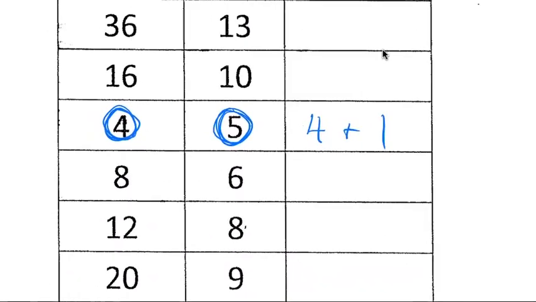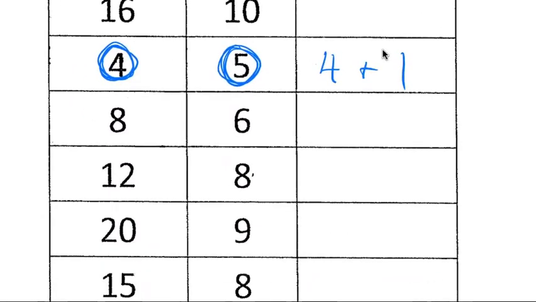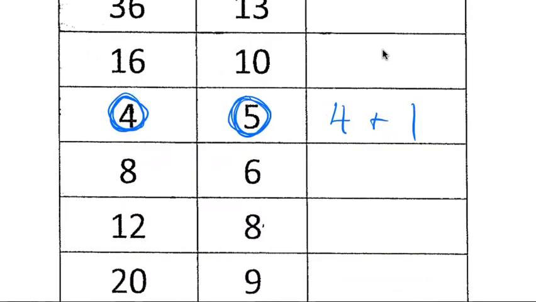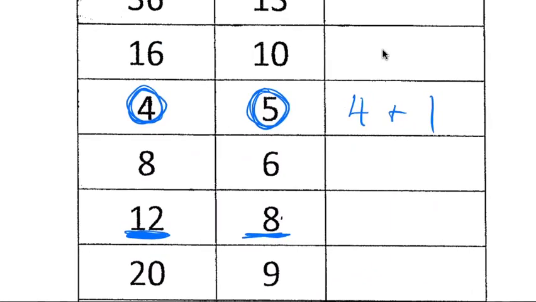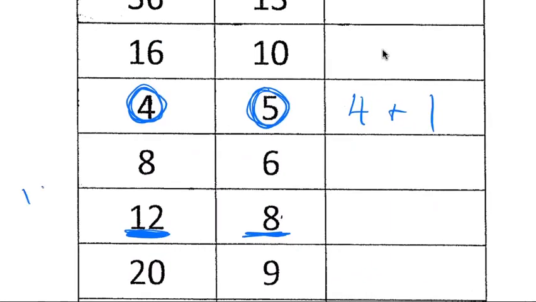Two numbers that multiply together to give, let's go 12. Two numbers that multiply together to give 12, add together to give 8. Our options for 12 are 1 and 12, 2 and 6, and 3 and 4. To add together to give 8, it would have to be the 2 and 6 combination, 2 and 6.